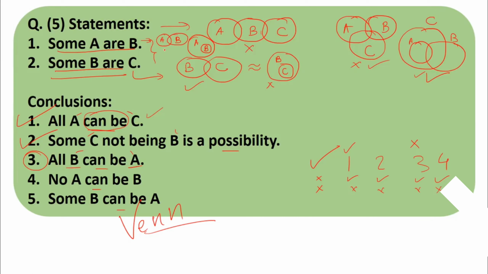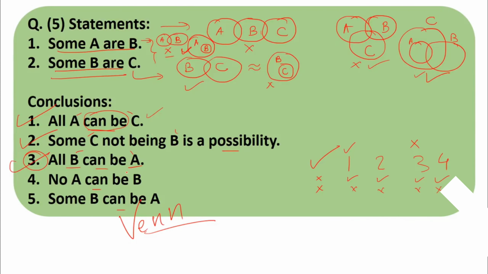Is it possible? No. In this case, all B can be A. Is it possible? Yes, it is possible. We can say all the B can be A, plus this conclusion or this statement also holds true that some part of A is B. So we got one situation where it is possible, one situation not possible. That means this conclusion has to be correct.